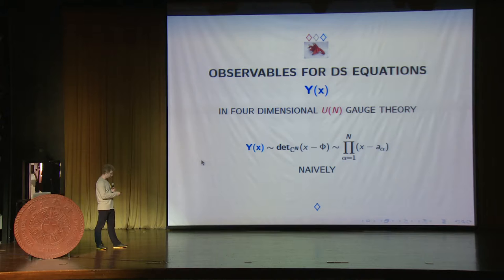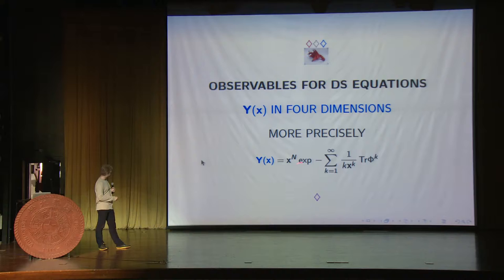More precisely, you define this observable as an exponential of this generating function of all single trace operators. And so if phi is an N by N matrix, then the products of these traces obey certain identities, which would guarantee that this exponential of this infinite sum will actually be a polynomial.